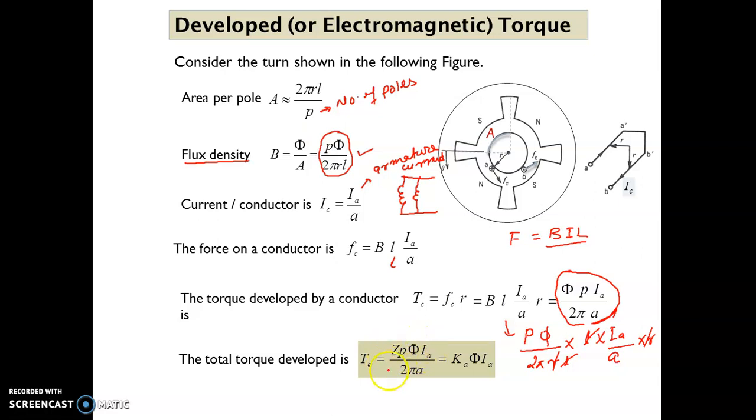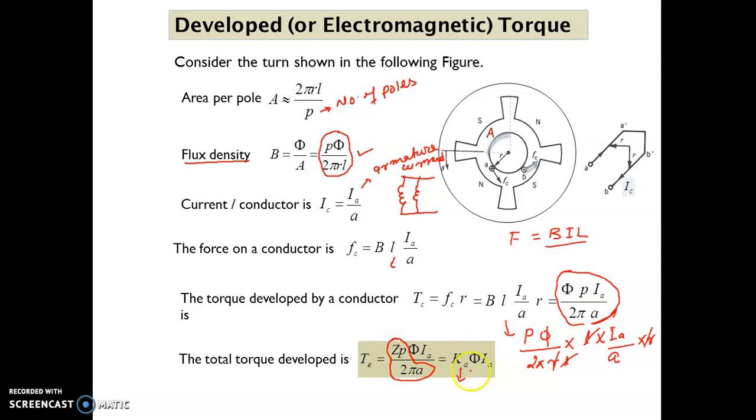So just multiplying by this, we get this relation. This is called Z multiplied by P multiplied by phi multiplied by IA divided by 2 pi A. A is, remember, the parallel path. So here you see all values are constant. Number of conductors is constant. Number of poles is also constant. 2 pi A, these whole things are constant. So it is written as KA.